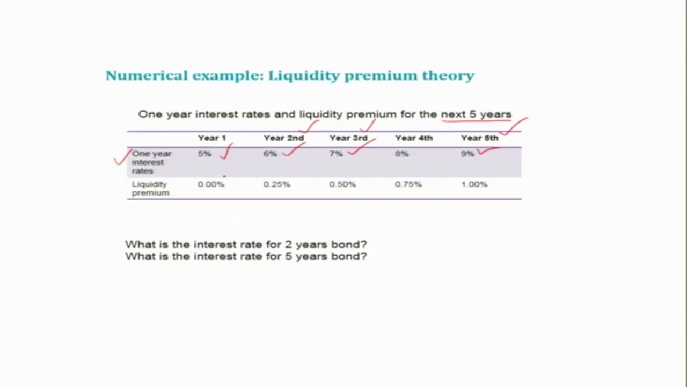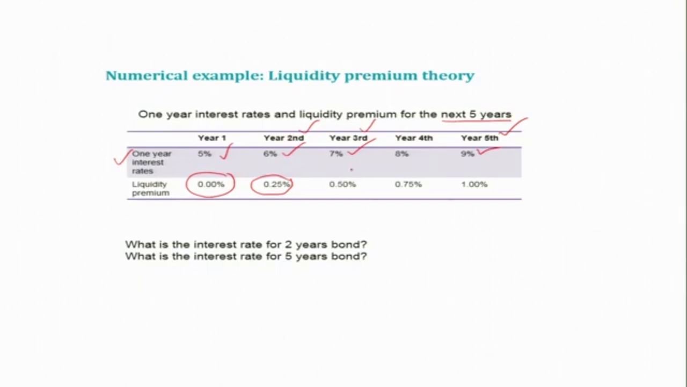Obviously, we are talking about year 1, we consider that this is the short term in our discussion. So we assume here that they don't need any premium because this is the short term. But when we talk about year 2, there the liquidity concerns come. You know that for a 2 year bond, the term increases, the liquidity decreases, so it is less liquid. So they need a premium of 0.25% if they want to demand a 2 year bond.